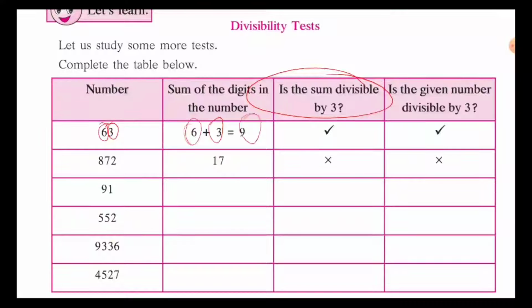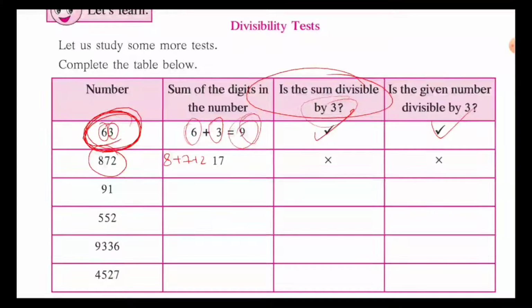6 plus 3 is 9. So is 9 coming in 3's table? Yeah, 3 3s are 9, so it is divisible by 3. Therefore 63, ये पूरा number क्या होगा, divisible by 3 होगा. Next is 872. Now what we have to do, we have to add 8 plus 7 plus 2.